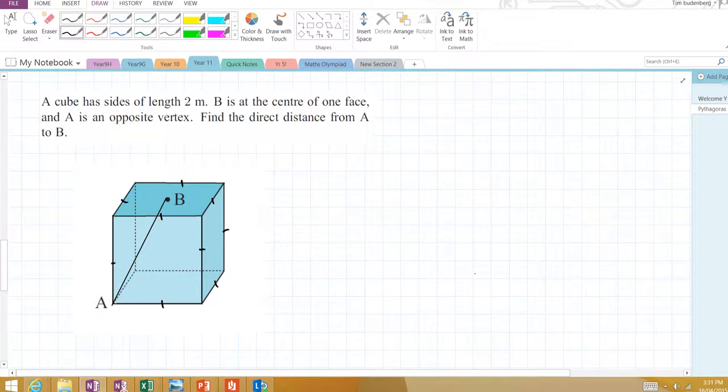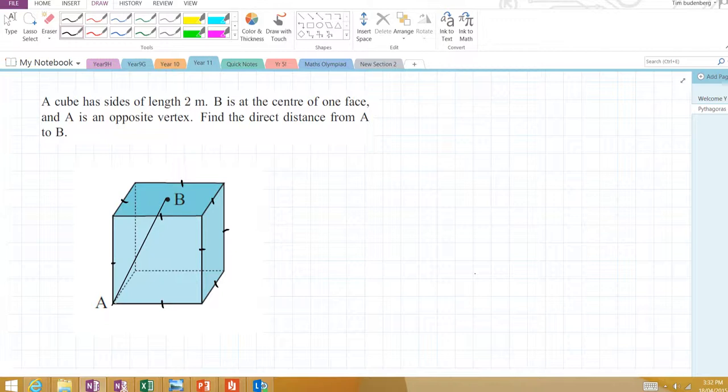Now, there are 2 tricks with all Pythagorean problems in 3 dimensions. The first trick is form a right angle triangle. The second trick is pull that right angle triangle out of 3 dimensions and write it in 2 dimensions.